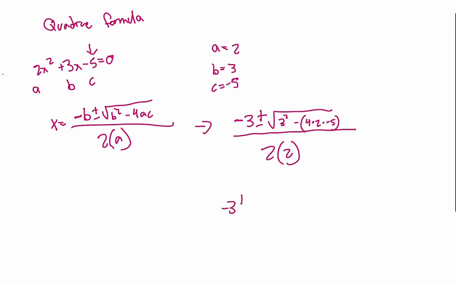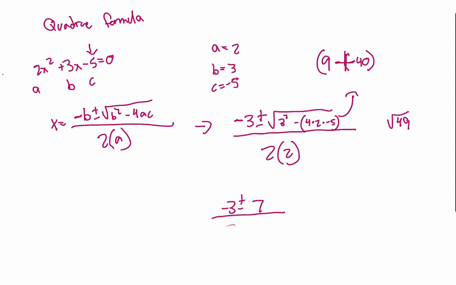We could do negative 3 plus or minus. Let's solve everything under our square root. So our square root is essentially 9 minus 4 times 2, which is 8, times negative 5, which is negative 40. So it's 9 minus negative 40. These negatives cancel out, so we can just turn it into a big plus sign. Under the radical, we have the square root of 40 plus 9, which is 49. Square root of 49 is just 7. So we could say negative 3 plus or minus 7 over 2 times 2.